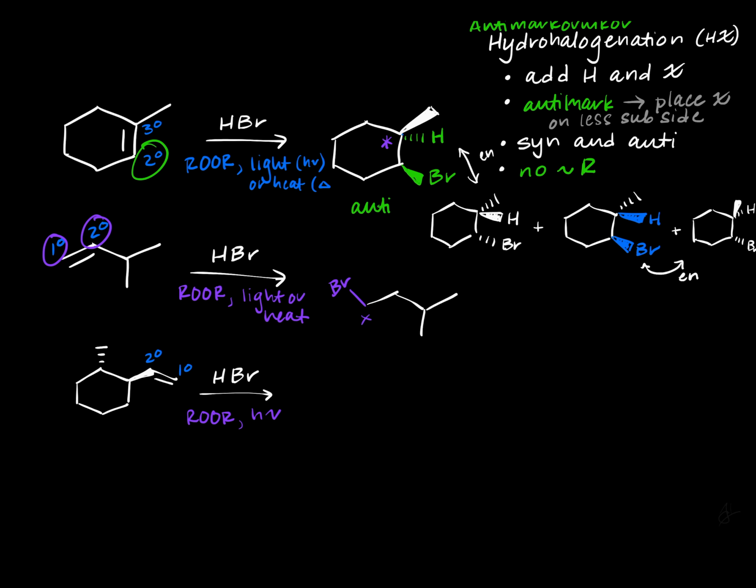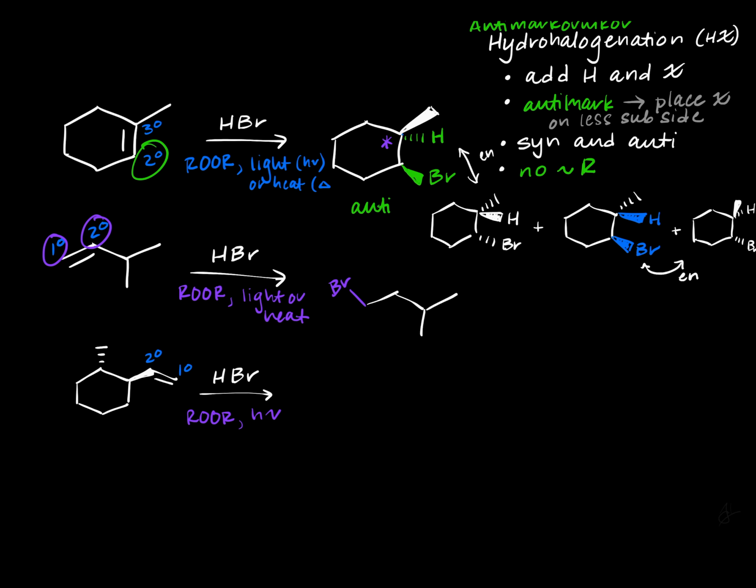Did I form any chiral centers? Let's look at the 2 carbons at which I did my reaction. The leftmost carbon here has 2 hydrogens. It is not chiral. The rightmost carbon, it also has 2 hydrogens. It is not chiral. So this is the product. This is what you draw.